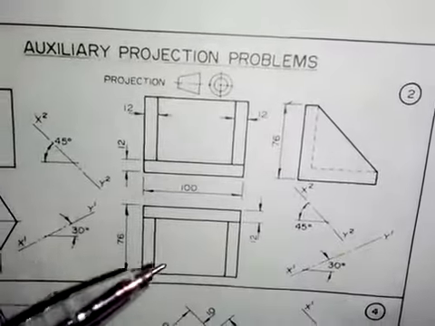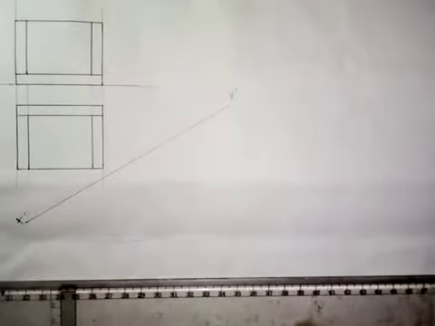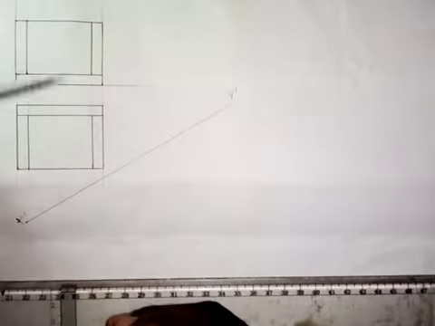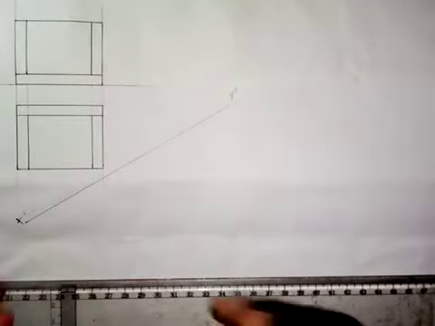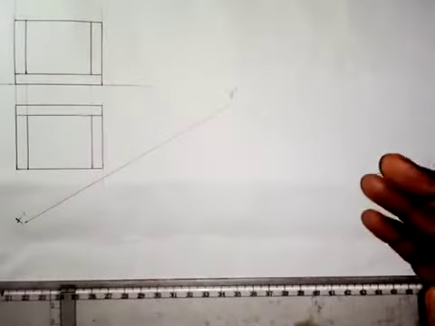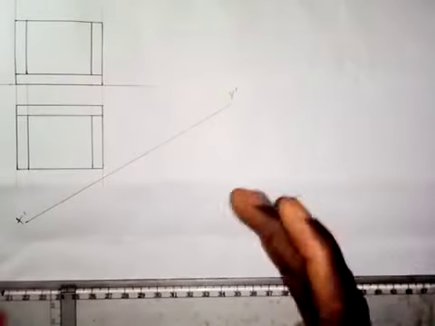Then as I said, I need to replicate this, so that is what I've done here. I've replicated the front elevation and the plan. I don't have to draw the end elevation. And this is the plane upon which we have to produce the auxiliary plan. The plane is inclined at an angle of 30 degrees to the horizontal.